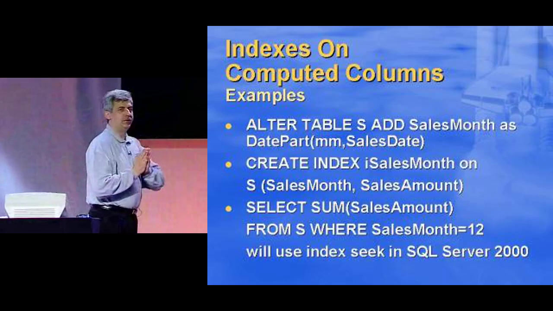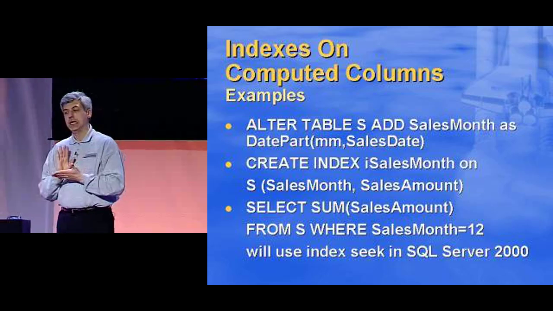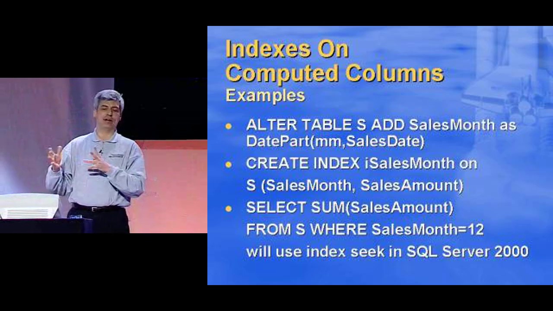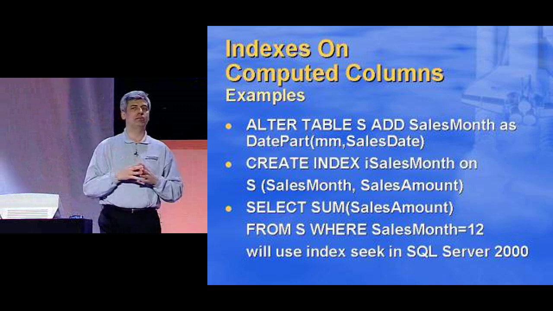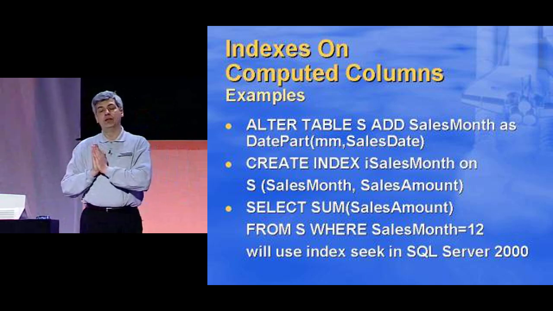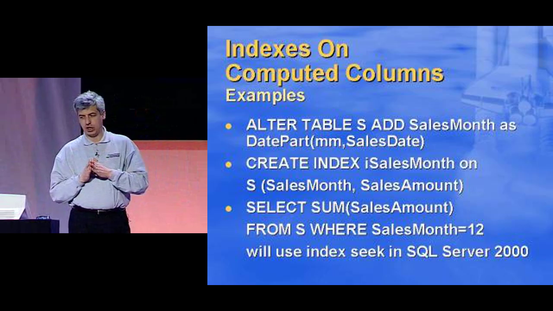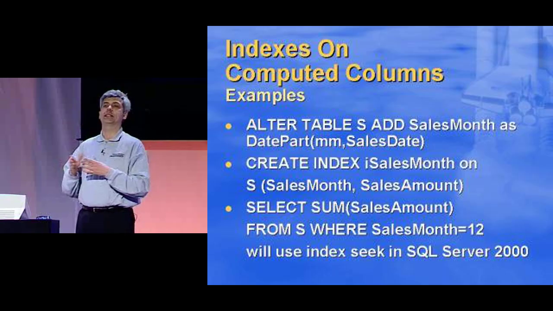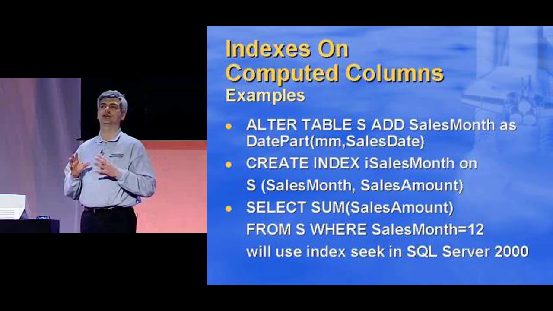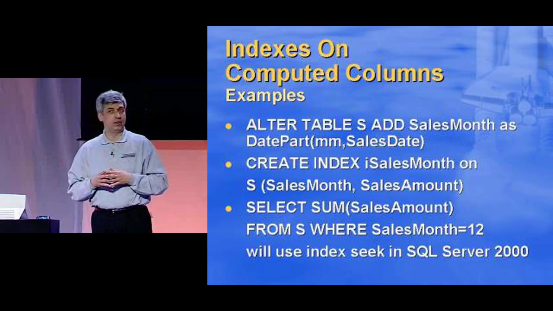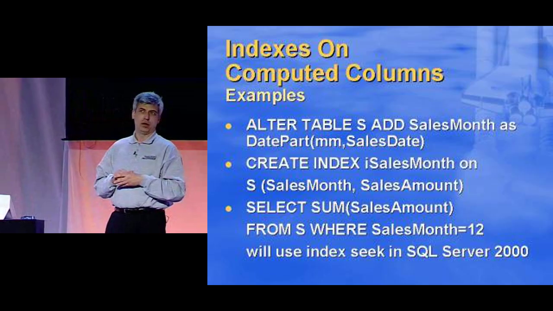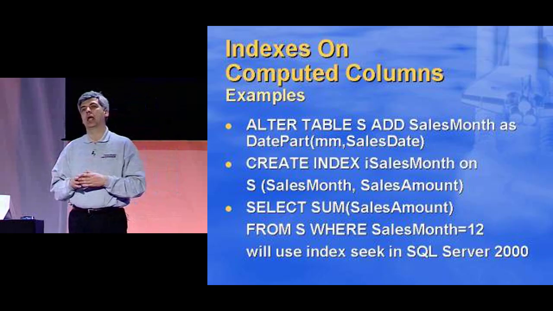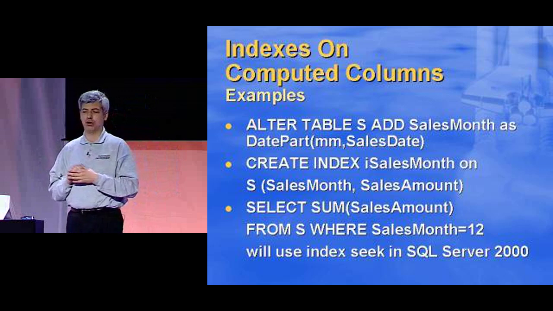Now, what I can do in SQL Server 2000, I can add a computed column which I call sales months, and I define it as the month date part of the sales date. Then I can create an index on the computed column, and then I can write my query where I'm asking for the new computed column sales months to be equal to 12. And for this query, we will use index seek in SQL Server 2000. What does it mean? We will go only after less than 10% of data, and we don't need to apply the predicate on every single row.